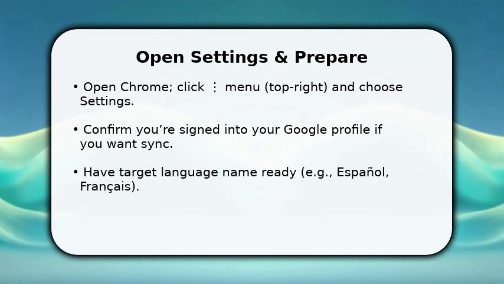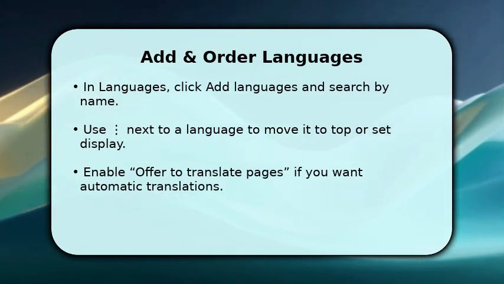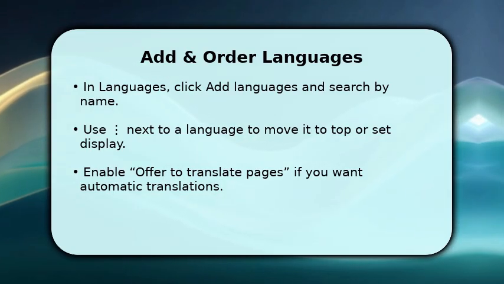Now add and prioritize the language you want Chrome to display. Click Add Languages, type the language name, check the box, and press Add. This installs the language option.